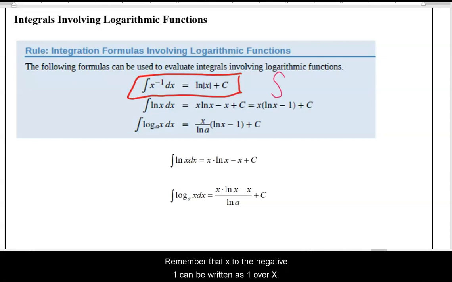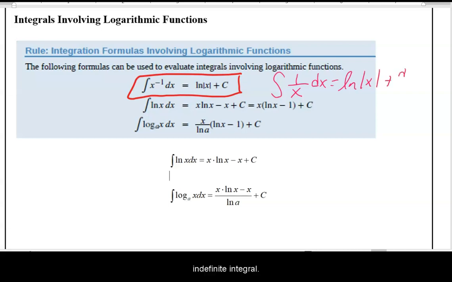Remember that x to the negative 1 can be written as 1 over x. This is a somewhat more common way of writing this indefinite integral. The integral of 1 over x dx is the natural log of the absolute value of x plus c.